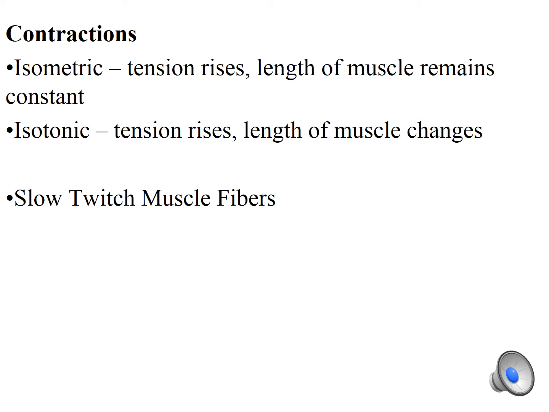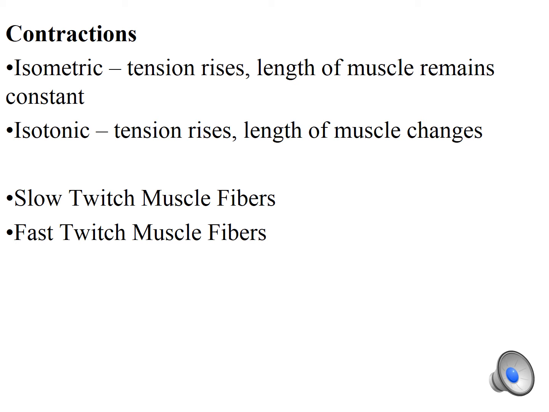There are also two different types of muscle fibers: slow twitch muscle fibers and fast twitch muscle fibers. And again, if we think about that twitch, the fast twitch will twitch faster, but it will tire more quickly, whereas slow twitch muscle fibers, their contraction is slightly slower, but they have a greater endurance.